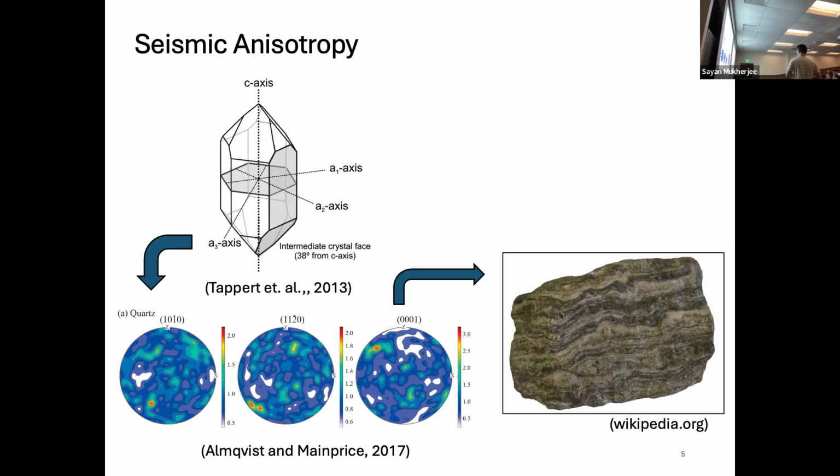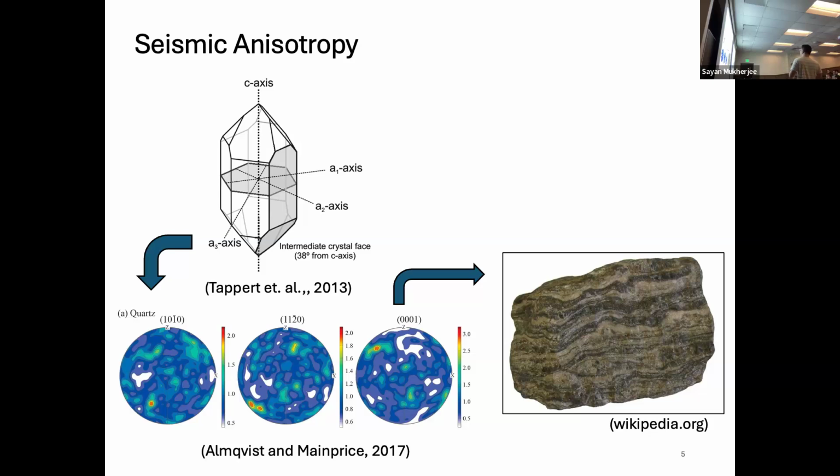However, when a local stress regime causes deformation of the rock, for example the one I showed you, the preferred orientation of these minerals will actually contribute to seismic anisotropy.